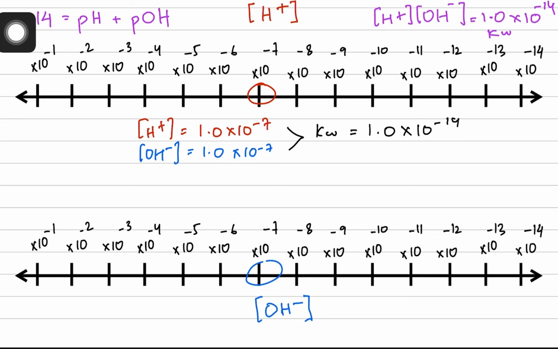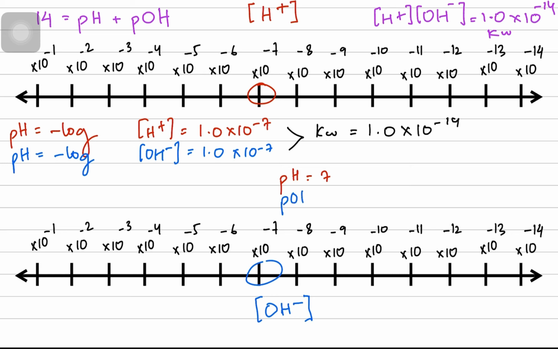At the same time, I also want you to remember how we find the pHs and pOHs. pH is basically the negative log of H plus, and pOH is the negative log of the OH minus concentration. So pH of distilled water is 7, pOH is also 7, and when you add that, you get 14. Nothing new about it.